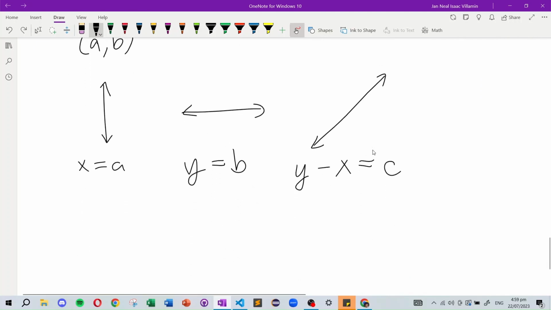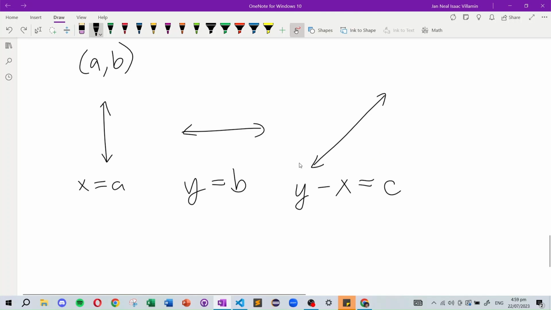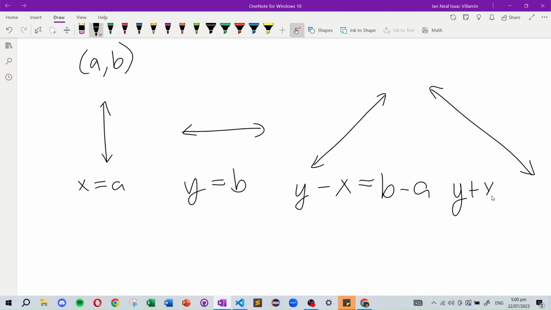Y minus x equals c. The point (a, b) must satisfy this equation, so b minus a equals c. That is why y minus x equals b minus a. And for this line right here, similarly, it's just y plus x, which is b plus a. So these are the four lines that this point can belong to.